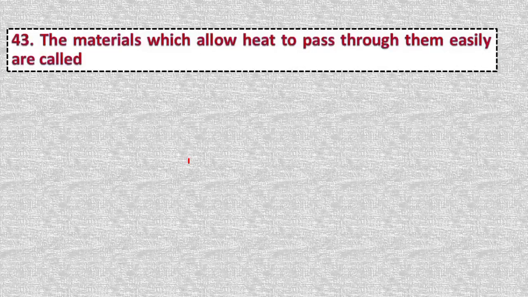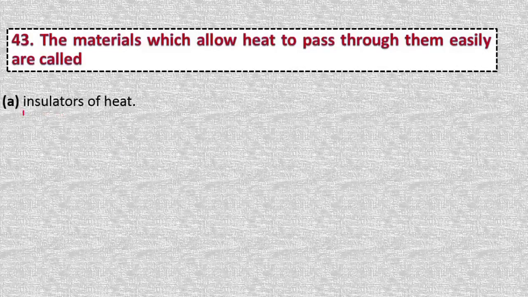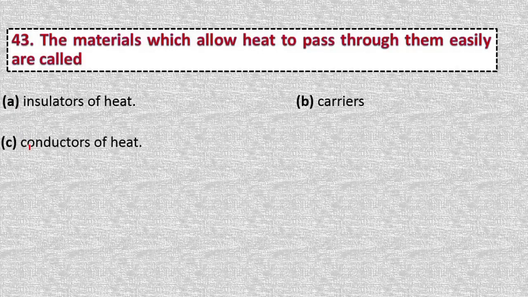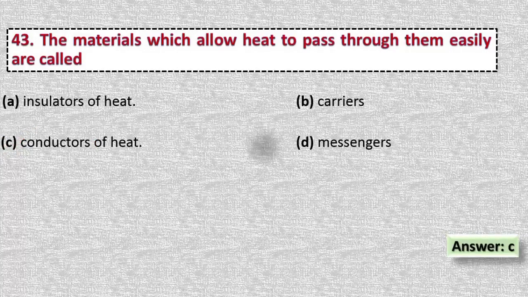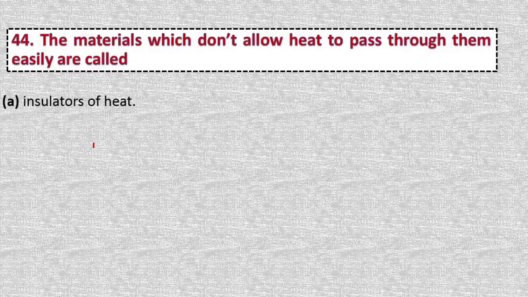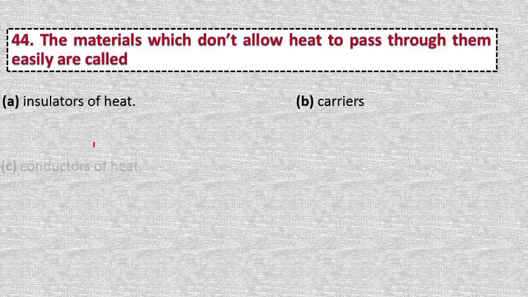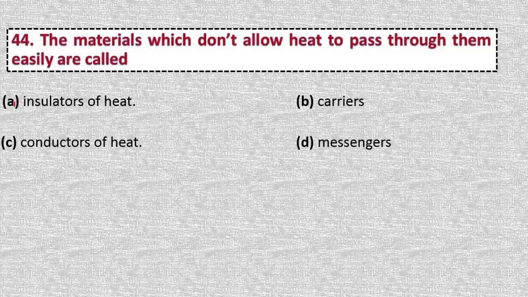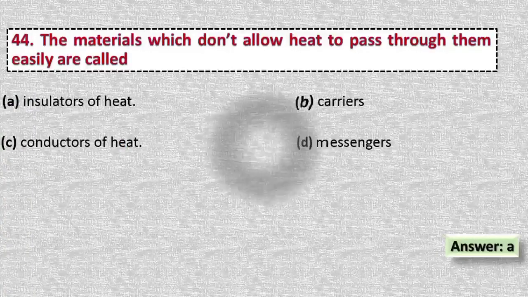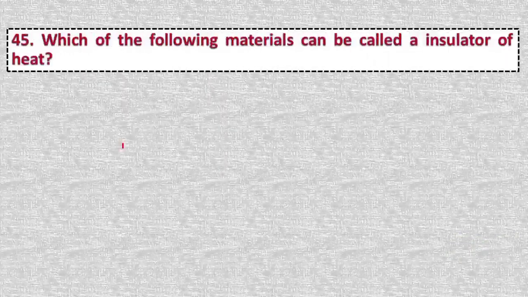The materials which allow the heat to pass through them easily are called as insulators of heat, carriers of heat, conductors of heat, messengers of heat. The correct answer is option C, conductors of heat. The materials which don't allow heat to pass through them are called insulators of heat, carriers of heat. The correct answer is option A, insulators of heat. They are also called as poor conductors of heat.